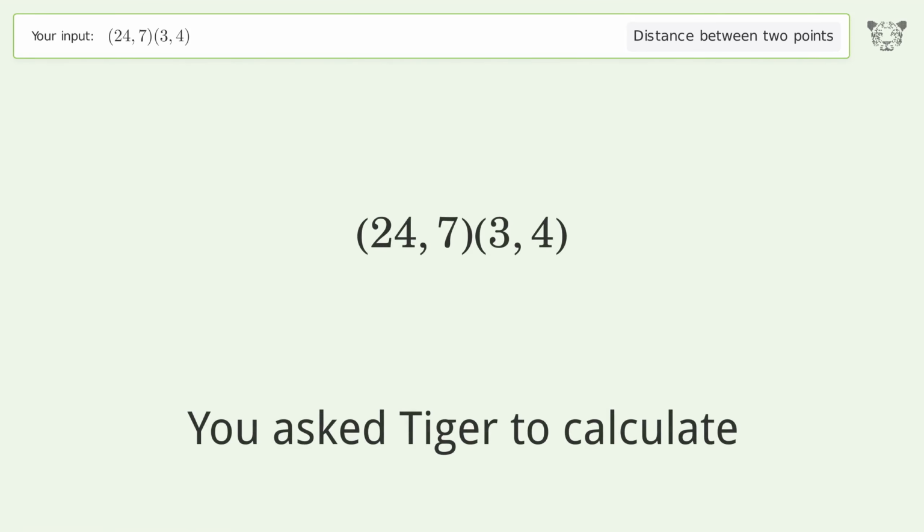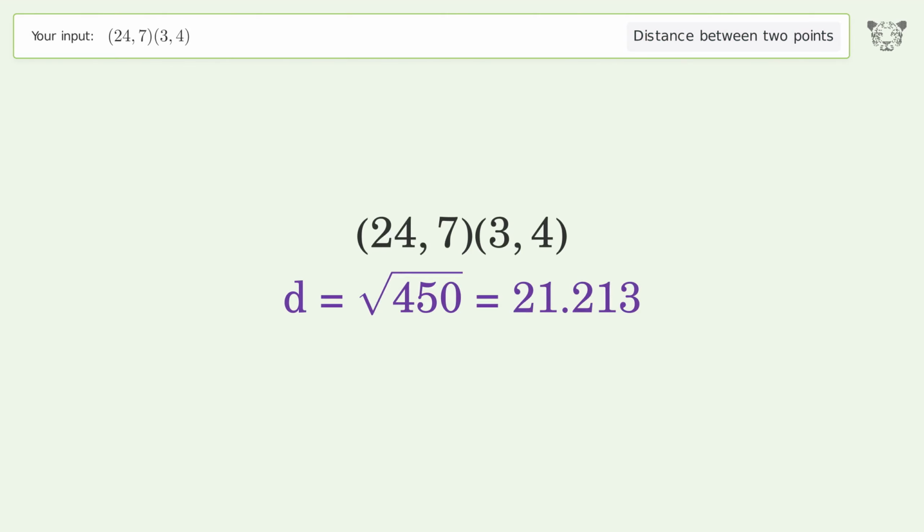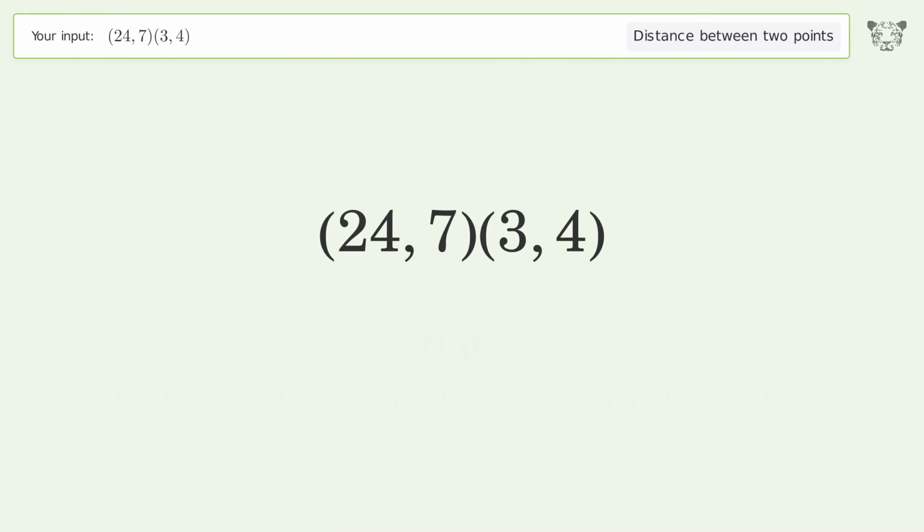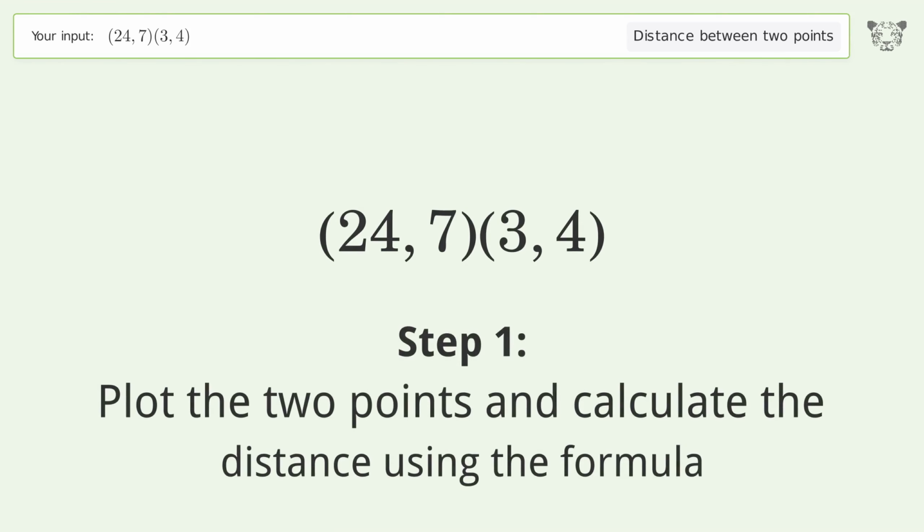You ask it to calculate the distance between 2 points. The distance between the 2 points is the square root of 450, or 21.213. Let's solve it step by step. Plot the 2 points and calculate the distance using the formula.